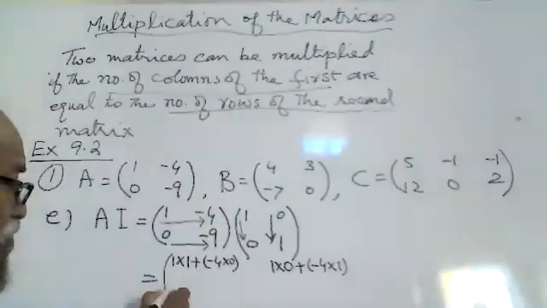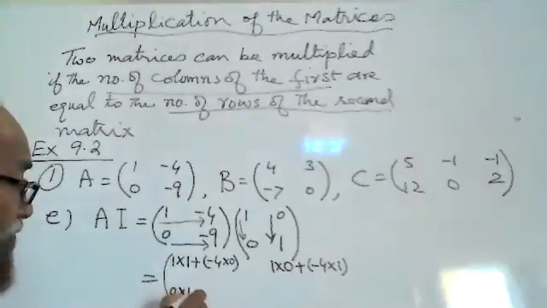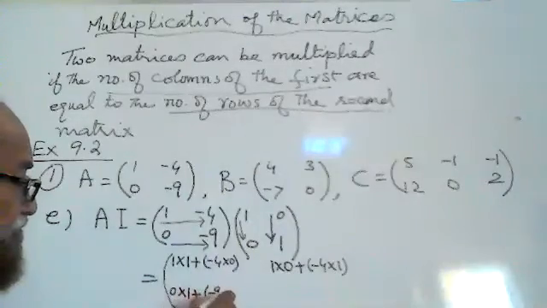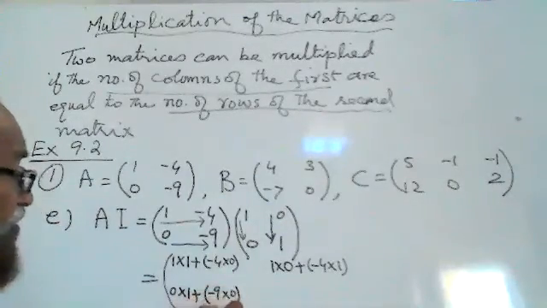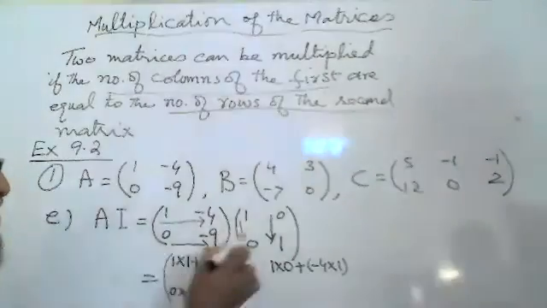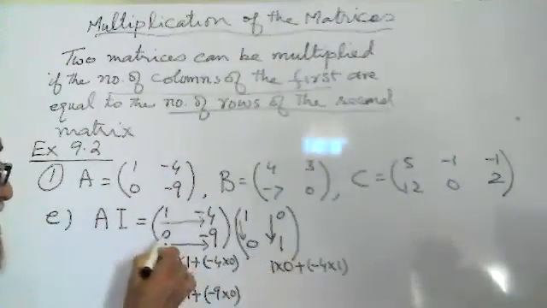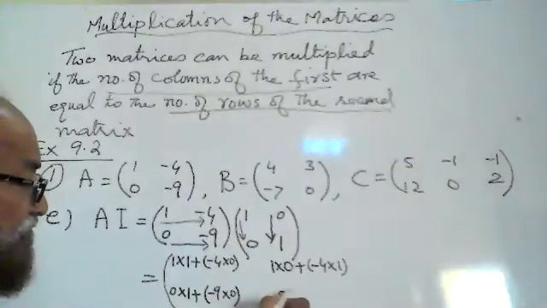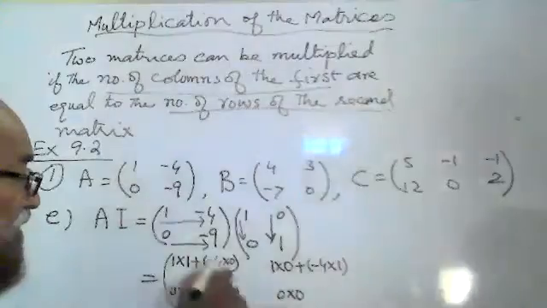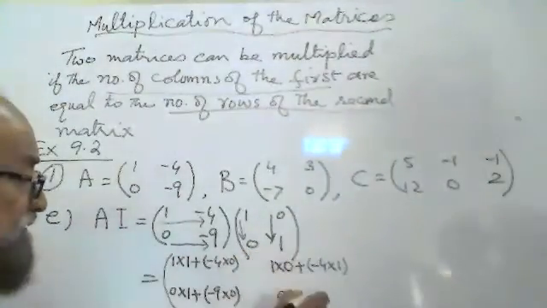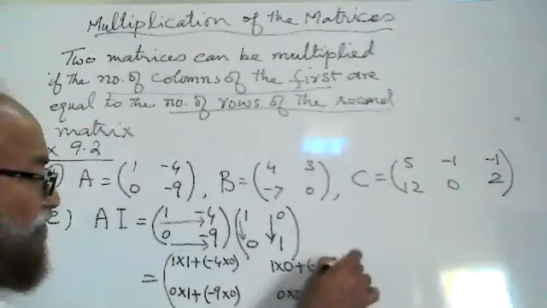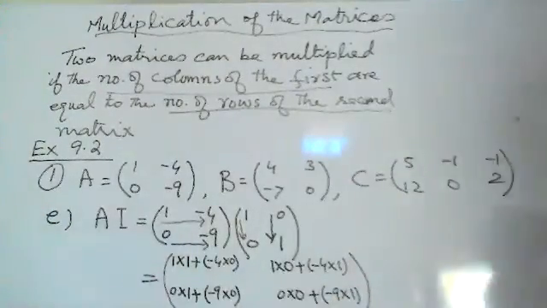0 into 1 plus minus 9 into 0. So second row, first column is over. Now we start the second row, second column. 0 is multiplied with 0. So second row, second column: minus 9 into 1 plus 0 into 0, and that is over.